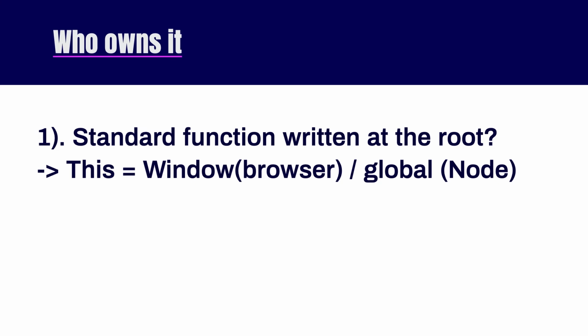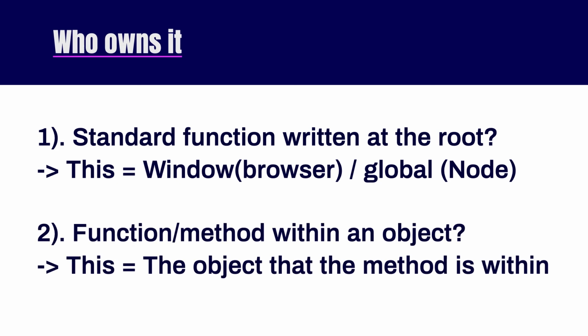The first is that if it's a standard function written at the root of a JavaScript file, then this is referencing the window object in a browser or the global object in Node. The second rule to keep in mind is that if the function is within an object, in which case the function would be called a method, then this is referring to the object that the method is within. Let's take a look at a few code examples to make better sense of this.